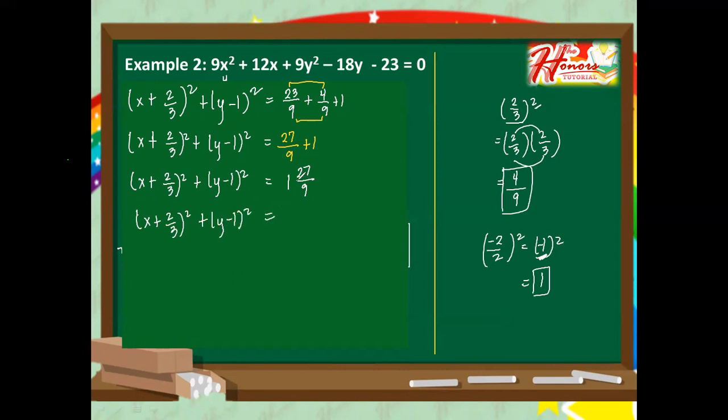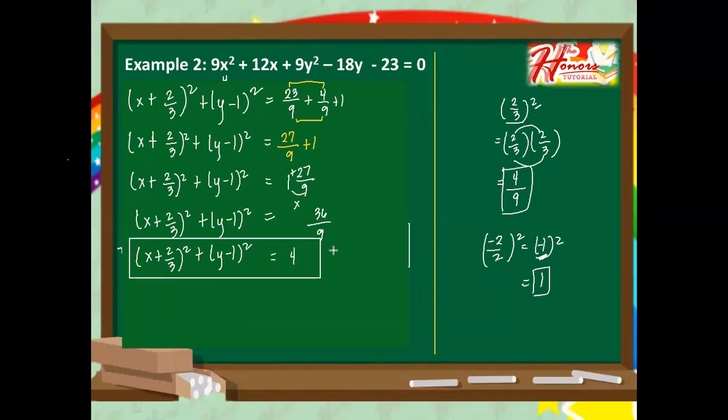is equal to, let's change this into an improper fraction. So that is 9 times 1, that's 9. And then plus 27. 9 plus 27, that's 36. So 36 over 9. We can still simplify 36 over 9. So 36 divided by 9 is 4. So therefore, it is equal to 4. Let's write the left side of the equation. That is the quantity of x plus 2 over 3 squared plus the quantity of y minus 1 squared equals 4. And this is the standard form of this equation.